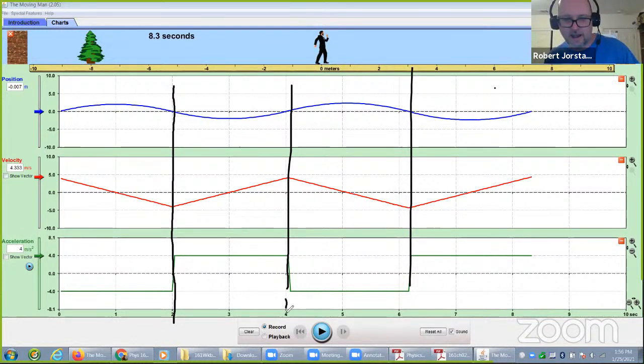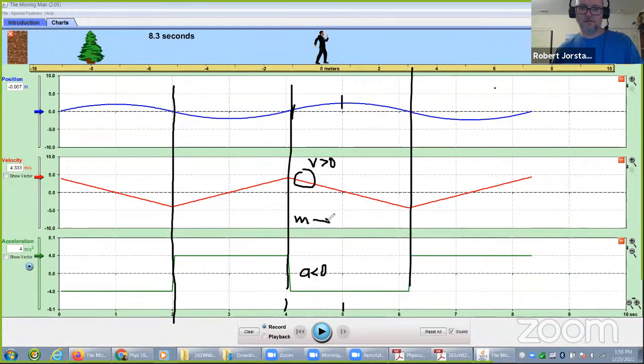So somebody said, I don't remember who, but someone said between 4 and 5 seconds. So let's take a look. Here it is. Velocity's positive. Here, acceleration is negative. Absolutely. That's moving forwards and slowing down.